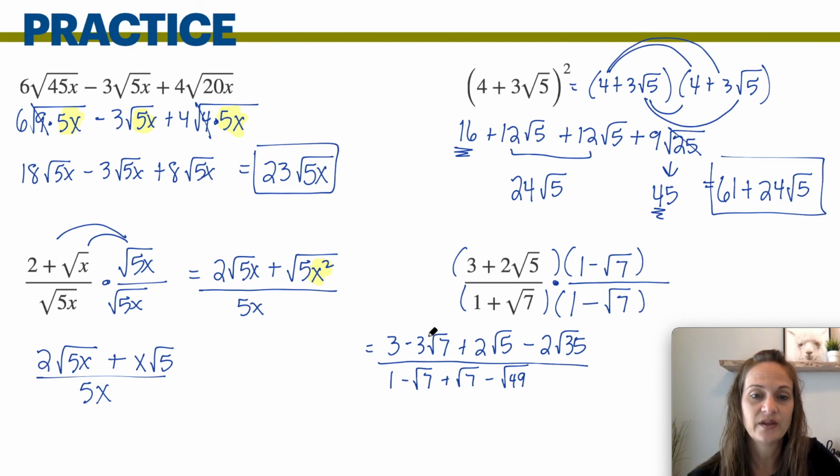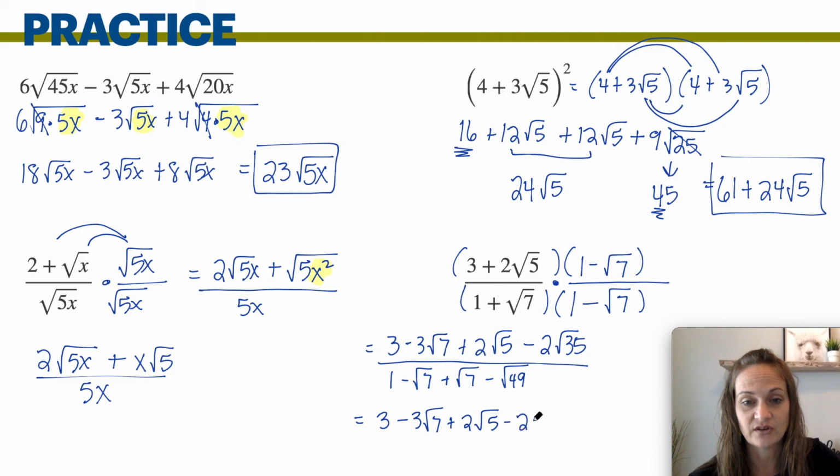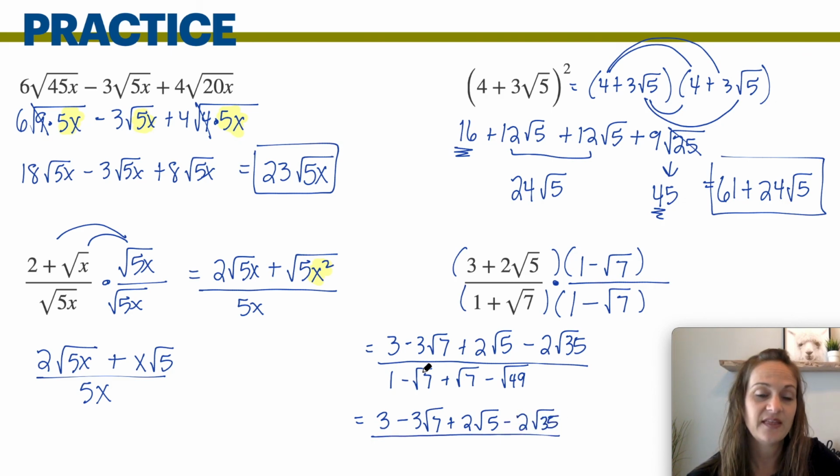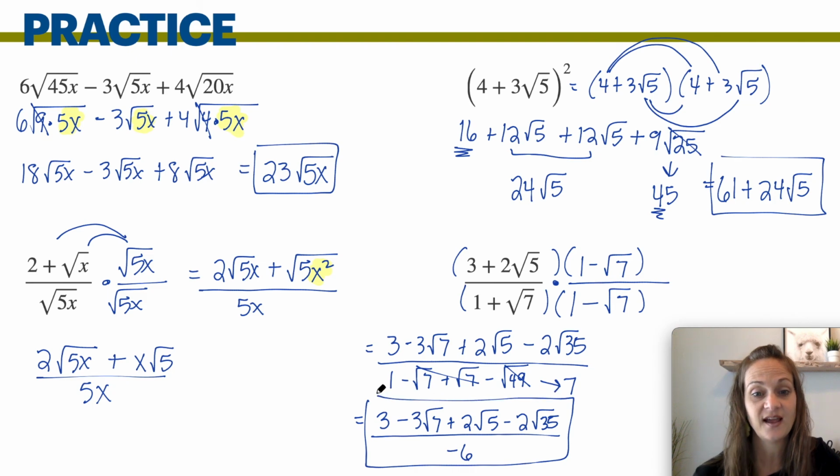Now in the top, nothing combines at all. So you will just have to write the entire numerator next to each other because you cannot combine any of those. And then on bottom, the two middle cancel, which are supposed to, and the square root of 49 is the number 7, and 1 minus 7 is negative 6, and that will be your final answer.